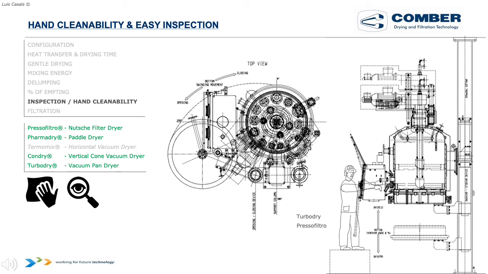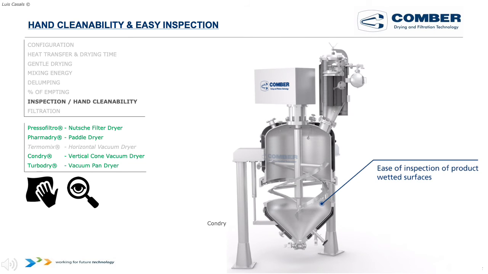In the middle of the slide, you can see how we can rotate the filtering bottom or the pump bottom in order to remove it from the vertical axis for an easy inspection and improved cleanability. In the Con Dry, the conical bottom can be lowered with three hydraulic pistons, as we've done with the Nutsche filter dryer or the Turbo Dry.